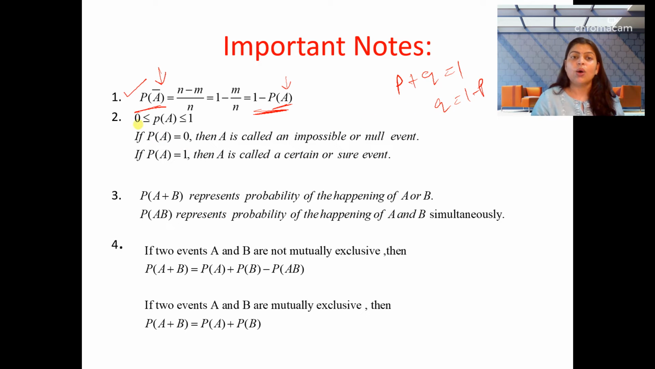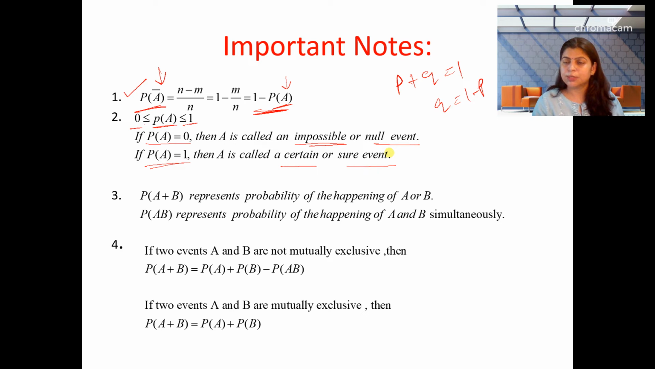Now you must understand that the probability of any event lies between 0 and 1. If the probability of A is 0, that means event A is called the impossible event or null event. If the probability of A is 1, then event A is called a certain or sure event. For example, what is the probability of the sun rising in the east? That is a certain, that is a sure event.